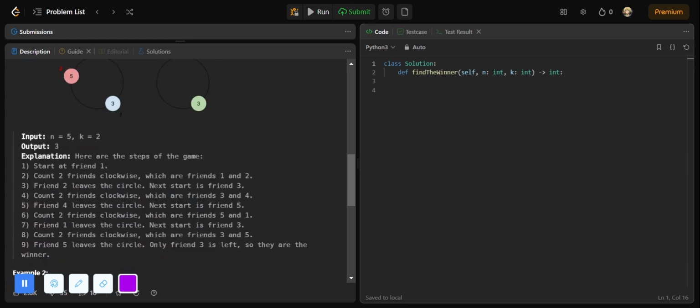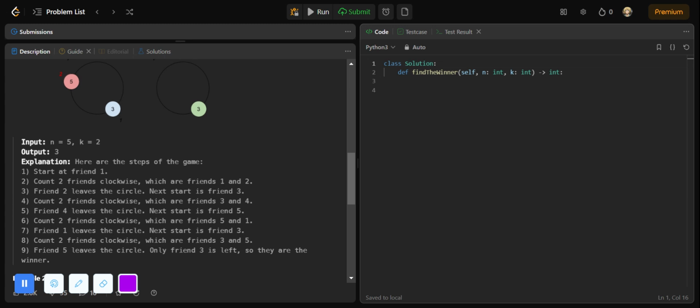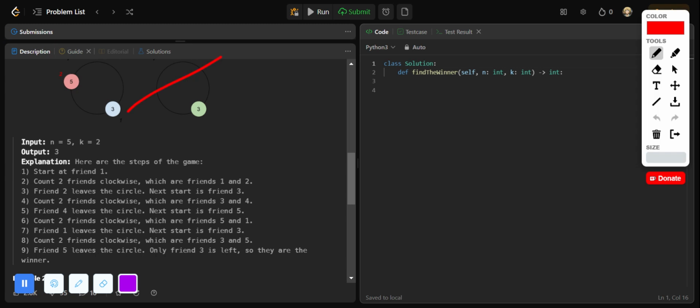Let's take the first example, where n is 5 and k is 2. So I'm going to arrange the friends in a clockwise direction in a circle, 1, 2, 3, 4, and 5. We start from the first friend and count two friends, and the one we stop counting at loses the game. So 1, 2: 2 loses the game and is removed from the circle.